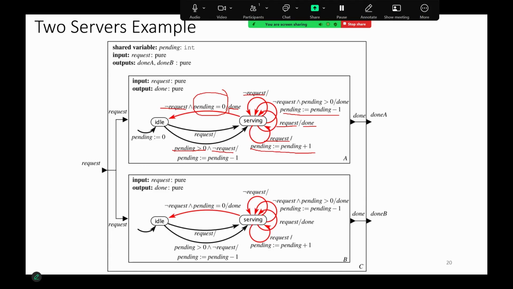And the request and the done are pure signals. What does pure mean? Exactly, thank you. It's either present or absent. The pure signal means that.